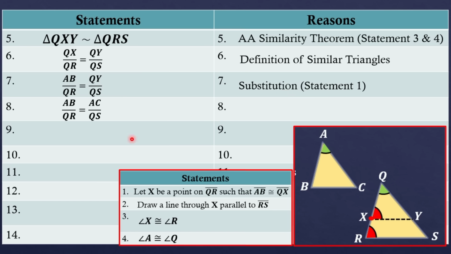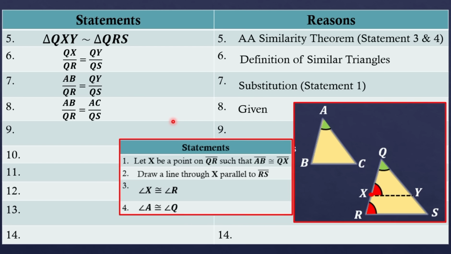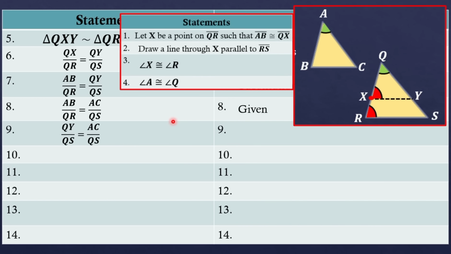And then we have AB over QR is equal to AC over QS. So this is by given. Okay? Since ito po ay nakita natin kanina, given po siya, so yun lang po ang ilalagay nating reason. That is given. And then we have QY over QS is equal to AC over QS. So what will be the reason here? By transitive property based po sa ating statement number 7 and statement number 8.